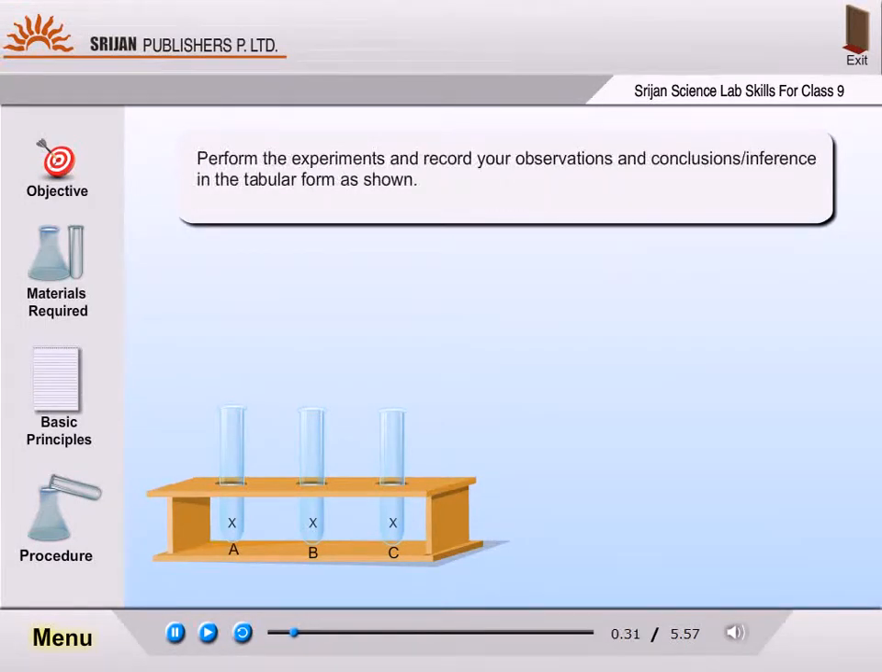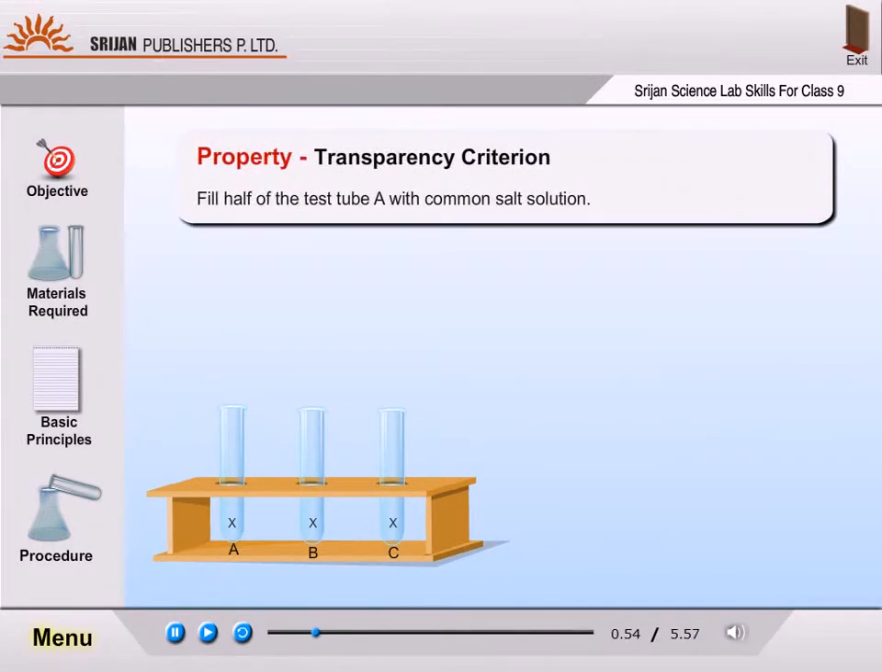Perform the experiments and record your observations and conclusions or inferences in the tabular form as shown. Property, experiment, observation, inference. Transparency criterion.